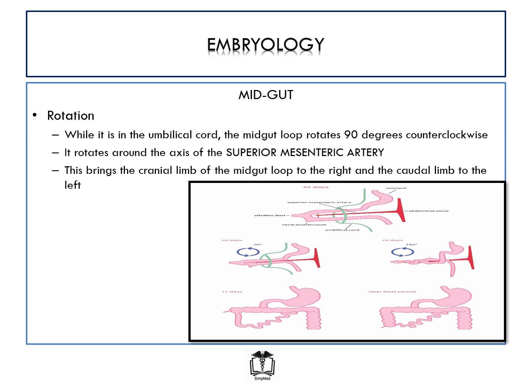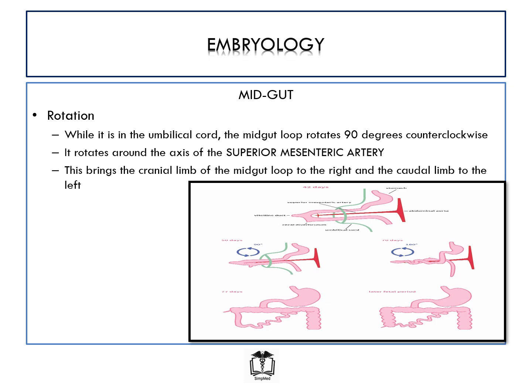So once it rotates 90 degrees counterclockwise, it brings the cranial part, or the proximal part, of the midgut loop, which was initially cranial, to the right. So imagine it going from cranial to the right side, and then the caudal part, the lowermost portion or the distal part, is brought to the left. So please do note that once there's a 90 degrees rotation of the midgut loop while it is still within the umbilical cord, the cranial limb is moved to the right and the caudal limb is moved to the left.